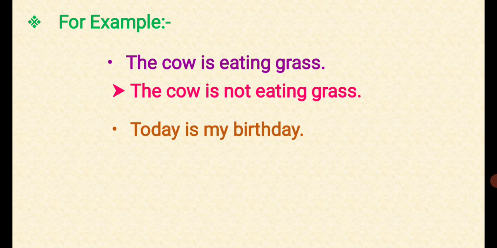Next example, "Today is my birthday." Here today is the active part, is is the helping verb, my birthday is the object part. Here just remember, if you don't understand the subject and object part of the sentence, it's okay, but you have to focus on the verb or the helping verb. If you have confusion about what is the subject part and what is the object part of the sentence, it's okay, but you have to identify the helping verb from the sentence.